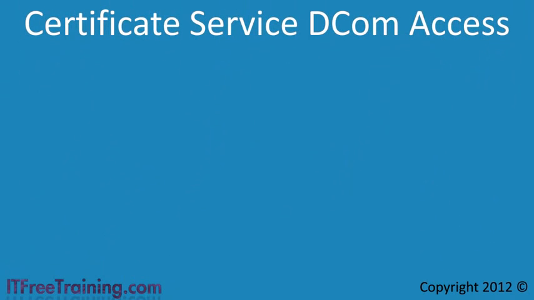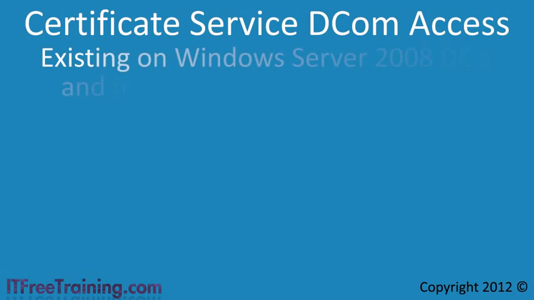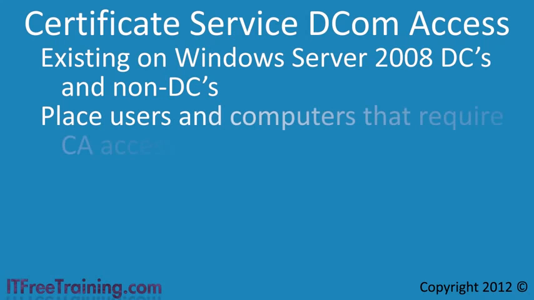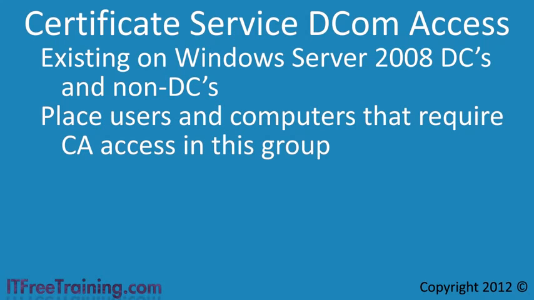The next group is Certificate Service DCOM Access. This group is present in domain controllers as well as non-domain controllers that are running Windows Server 2008. If you are using certificates in your organization, the user or computers that require access to a certificate authority, or CA, need to be put in this group. If the server is running DCOM with certificates, add the users and computer accounts to this group. This is what allows them to obtain certificates from the certificate authority.